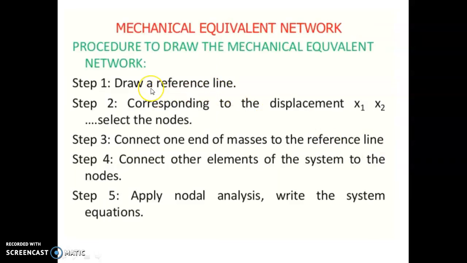So what is the procedure to draw the mechanical equivalent network? Draw a reference line. Corresponding to the displacements x1, x2, select all the nodes. Then connect one end of the mass to the reference line, connect other elements of the system to the nodes, apply nodal analysis, and write the system equation.